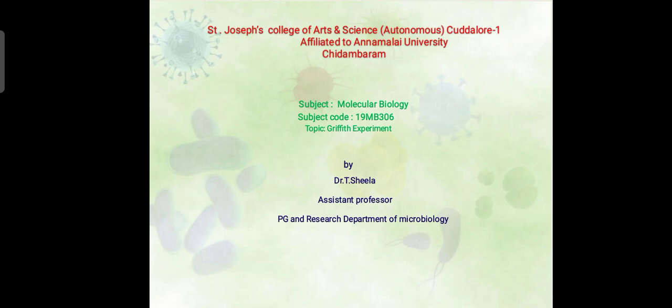The following evidence supports DNA as a genetic material. First one is the Griffith experiment, then the Hershey and Chase experiment. What is the Griffith experiment?